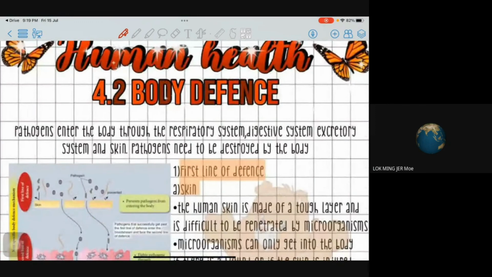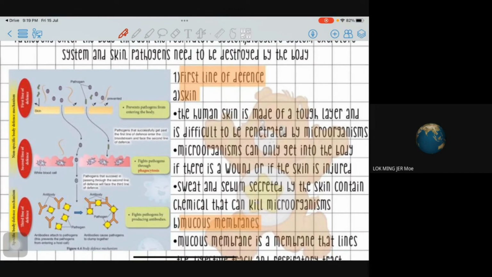Okay, so you know what the body defense is, right? It's about health, and your body has its defense system. The first line of defense is your skin. Our skin is a very tough layer, so it's difficult for microorganisms to penetrate. Microorganisms can only get into the body if there is a wound, if you got a little bit of wound bleeding, so they can go through from that injured place. And sweat and sebum secreted by the skin contain chemicals that can kill microorganisms. So it's very good actually.